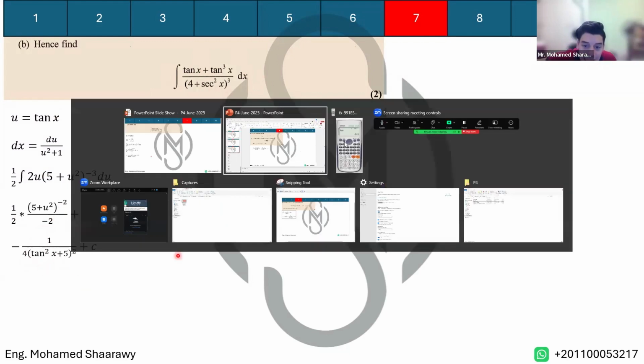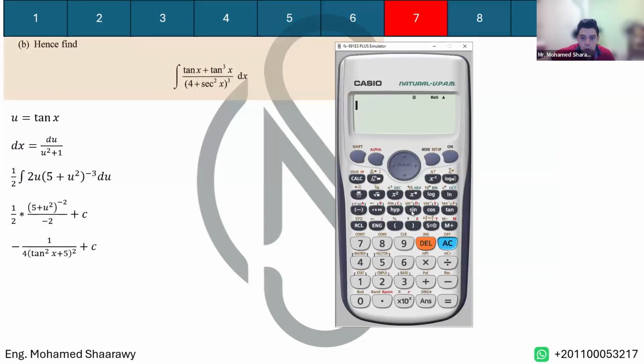Okay, how can I check this in the exam? How can I check if I'm correct? Okay, let's solve this using any numbers. So let's say the integral of tan x cubed all over 4 plus sec squared, sec is 1 over cosine, so 1 over cosine squared, all to the power 3. Let's solve this, for example, from 0 to pi over 3. Okay, this will give me this number, 13 over 6400.